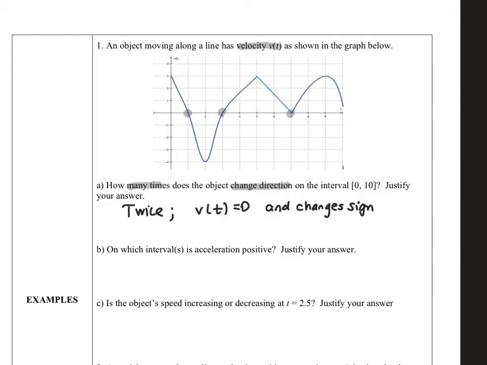The next question is asking for where is acceleration positive. And I know acceleration is positive where my velocity is increasing. Again, this is a review of what we did previously. And I have 2 of those intervals. So from 2 to 5, 7 to 9, and my reason is because velocity is increasing.